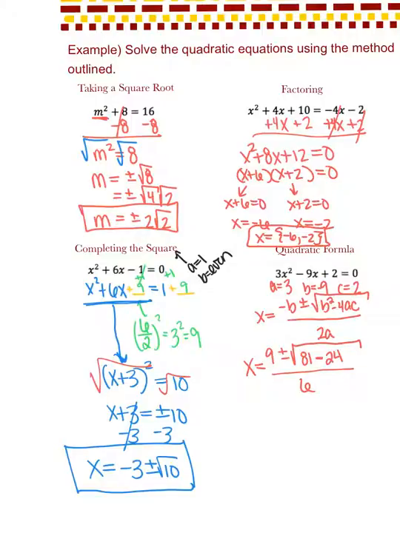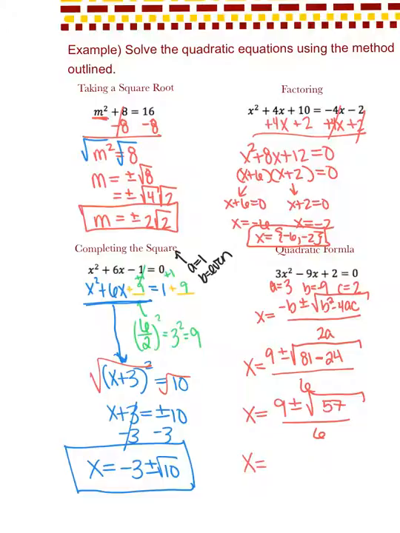Now it's time to clean this up even further. I have my 9 plus or minus, now inside my square root, I've got 81 minus 24. So that should be what, 57, all over a 6. So now for my last step, I need to make sure and see the square root of 57 doesn't simplify. And I do not believe it does.